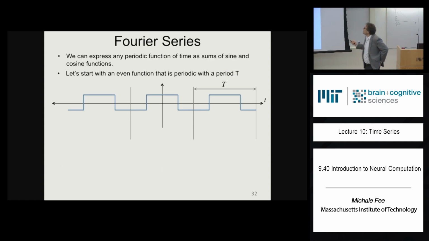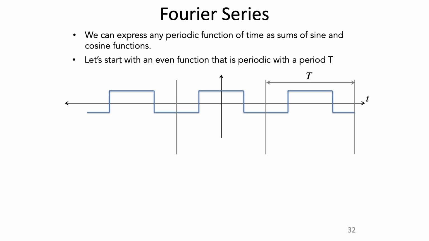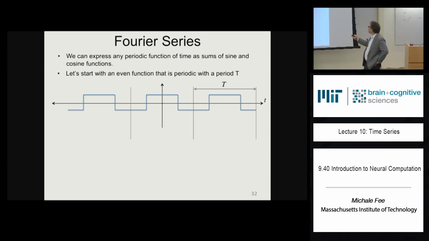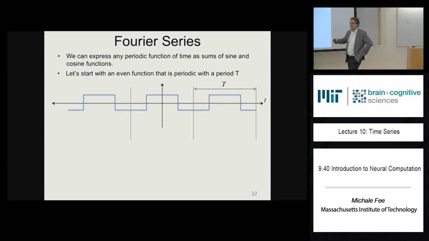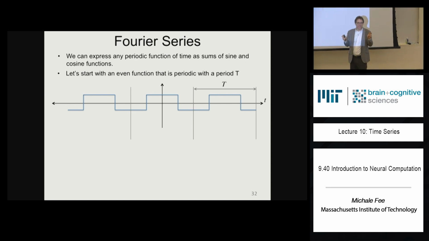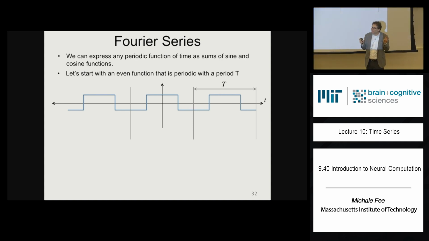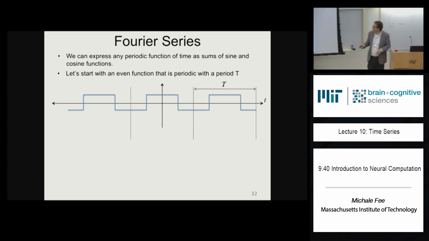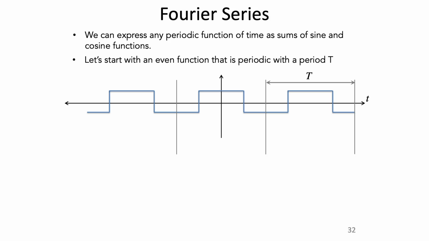Fourier series is a way of decomposing periodic signals by applying filters to them. We're going to take a signal that's a function of time, and we're going to make different receptive fields, neurons that are sensitive to different frequencies. We're going to apply those different filters to extract what different frequencies there are in that signal.